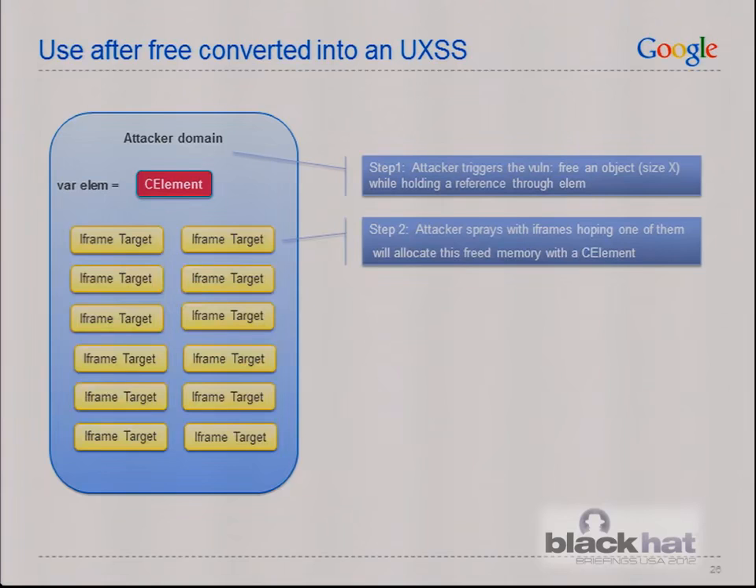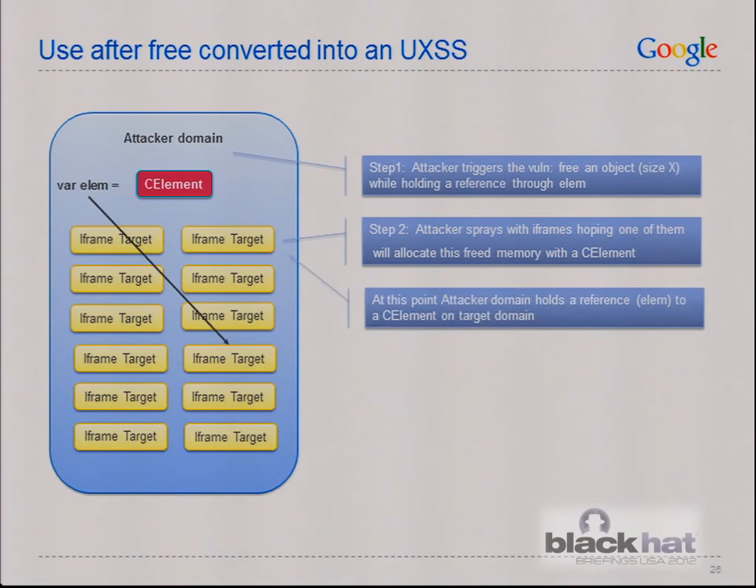So we have in the attacker domain a lot of iframes and a reference to an element that was freed. The idea here is that by spraying iframes, hopefully one of those iframes is going to allocate that chunk with another C element. So at this moment, we have a reference in the attacker domain to an object in the targeted domain. So let's say that we cleverly select a C element, so I don't know, a C table element that has a weird size, B0 or something like that. It's not something super common to be allocated.